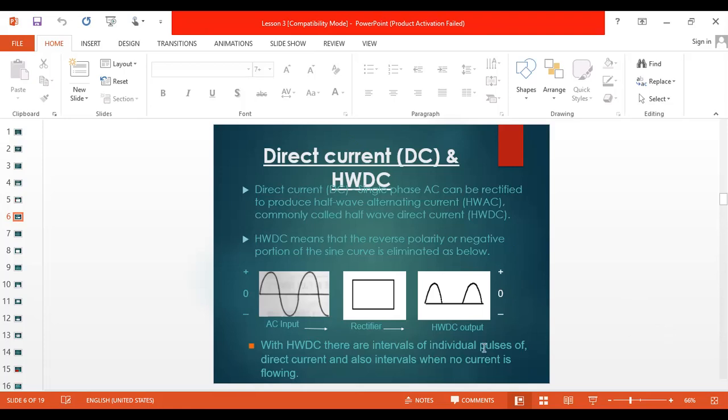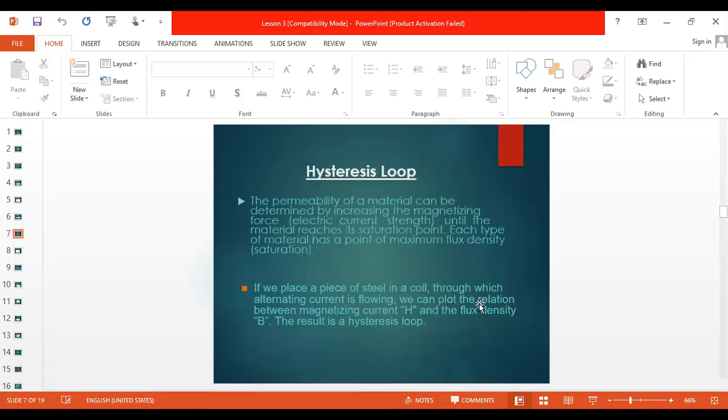So in HWDC output, in a simple way, the current is flowing, then there is some interval where no current is flowing, and again there is some interval where current is flowing. So this is the pattern.